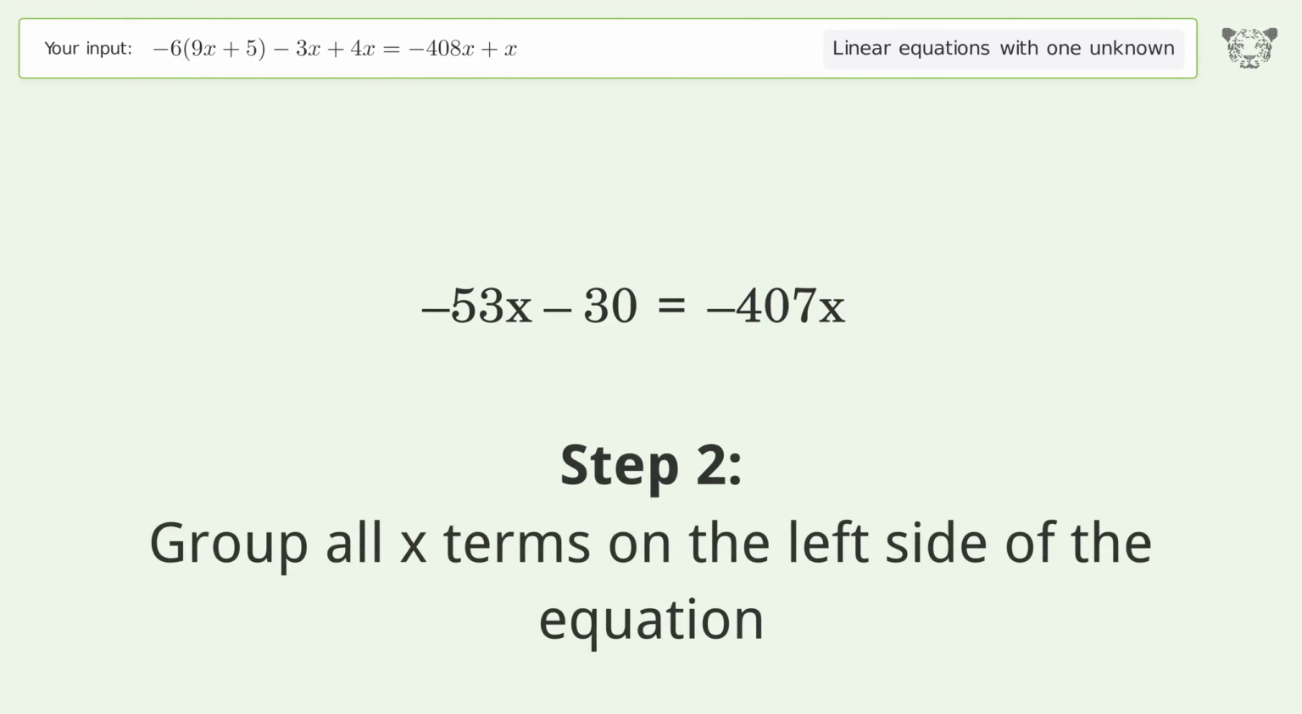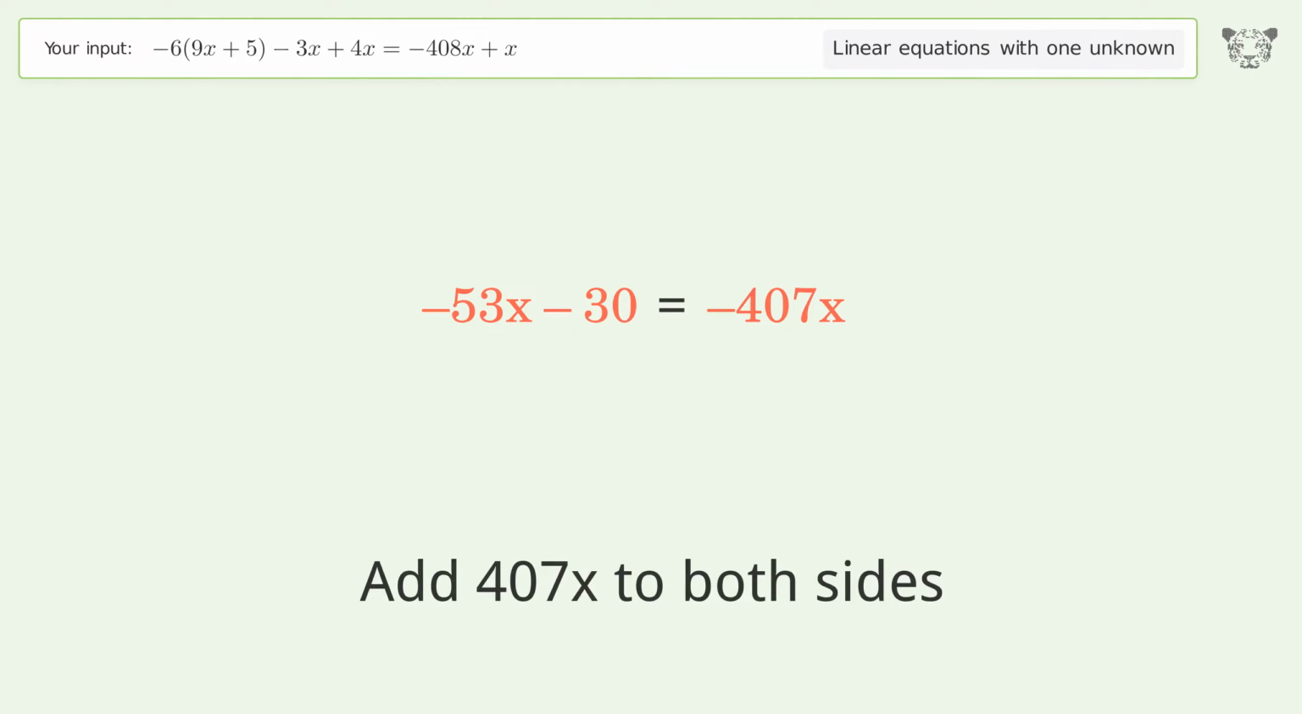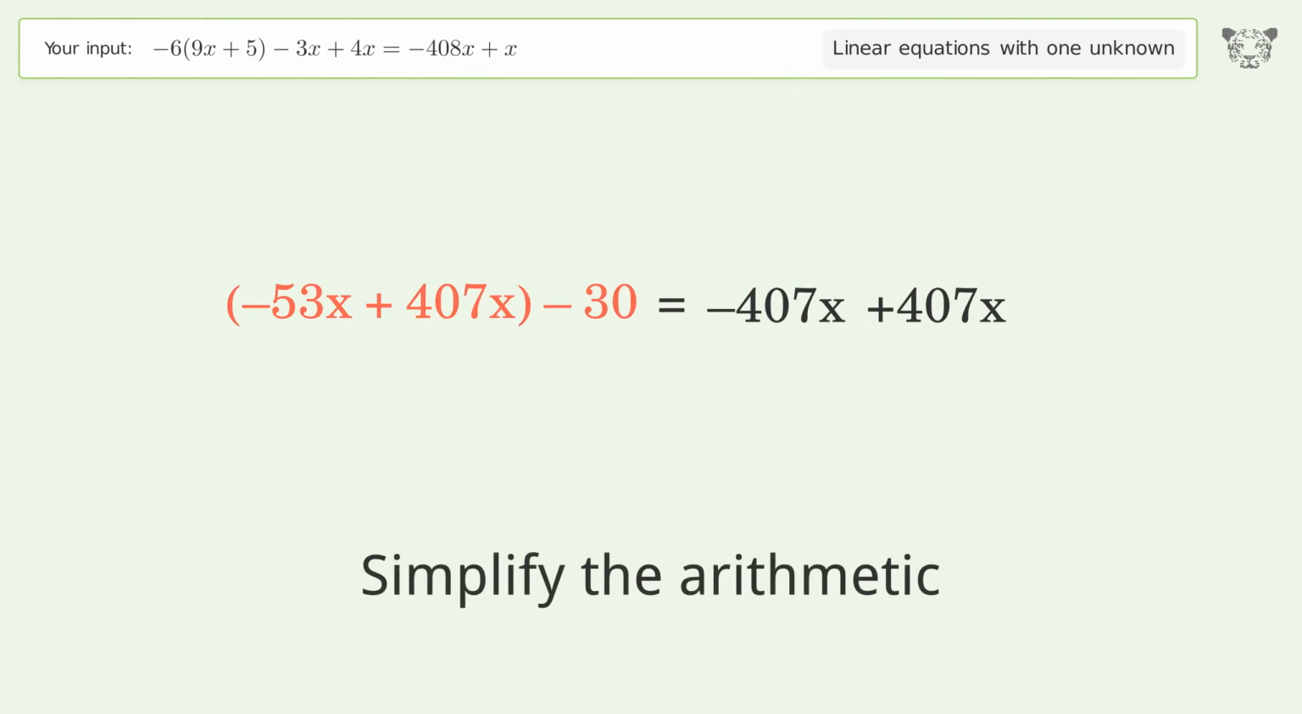Group all x terms on the left side of the equation. Add 407x to both sides. Group like terms. Simplify the arithmetic.